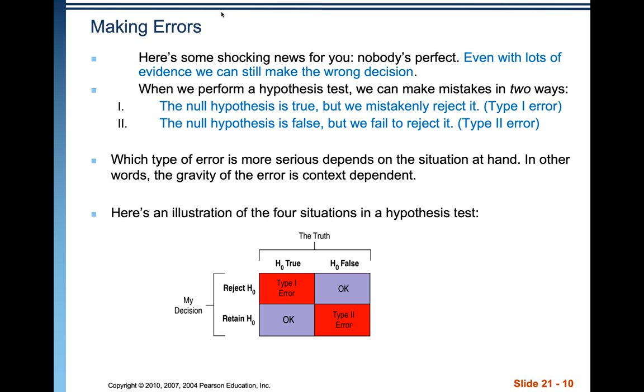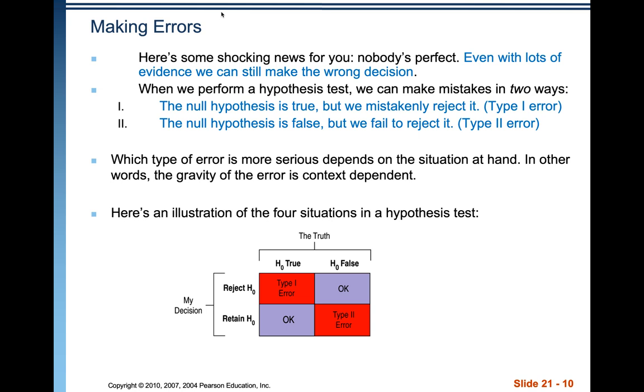And there are two ways we can be wrong. A type 1 error is that the null hypothesis is true, but we mistakenly reject it. And the type 2 error is that the null hypothesis is false, but we fail to reject it. Which type of error is more serious depends on the situation at hand. In other words, the gravity of the error is context dependent.